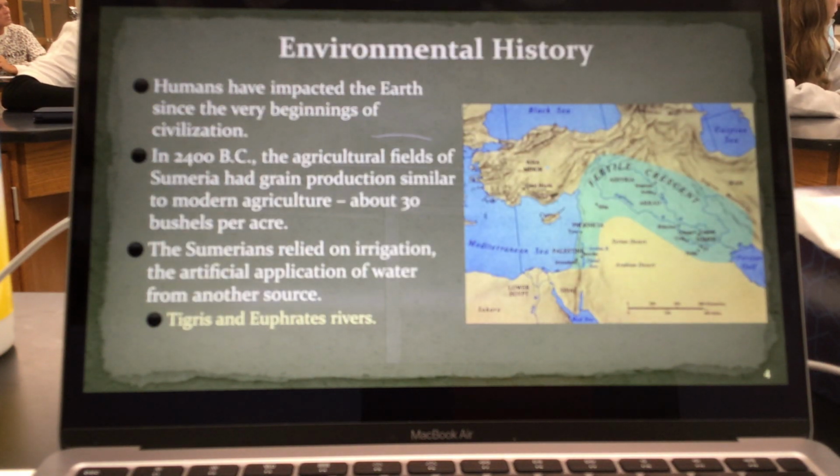Just a little side note here. Humans have impacted the earth since the beginning of civilization. Okay? First humans on earth started having an impact upon the environment, whether it be for nutrition, water, or shelter. There was impact on the earth right from the get-go. So in 2400 BC, agricultural fields in Sumeria had very similar production in agriculture like we have today, right? I mean, this is about a third of what we can produce today because of technology, but they were able to produce a lot of crops.